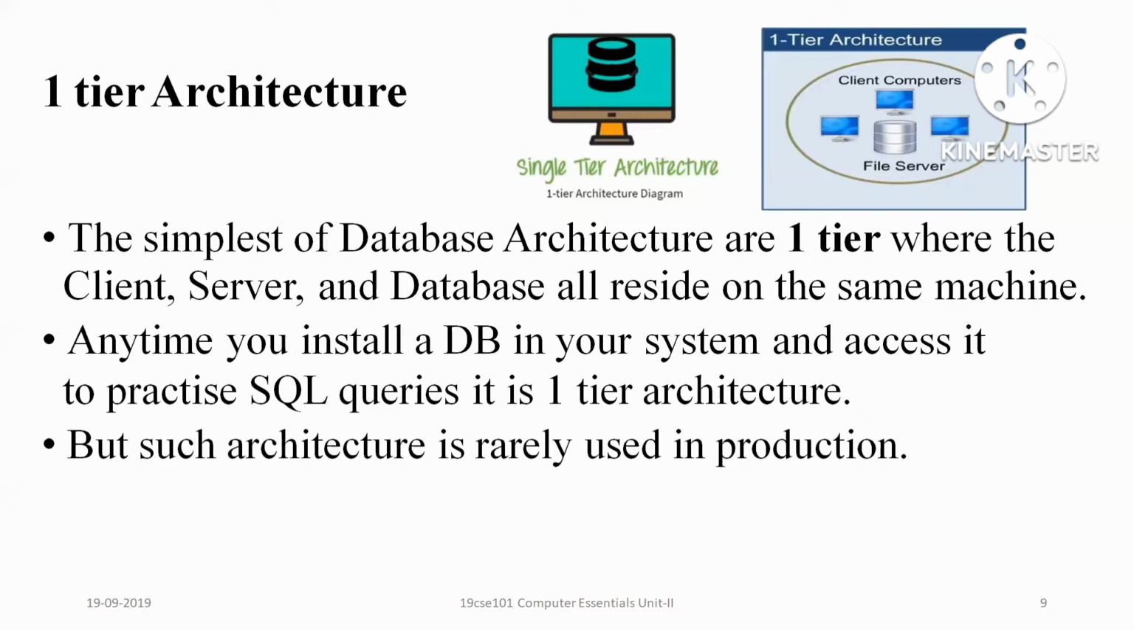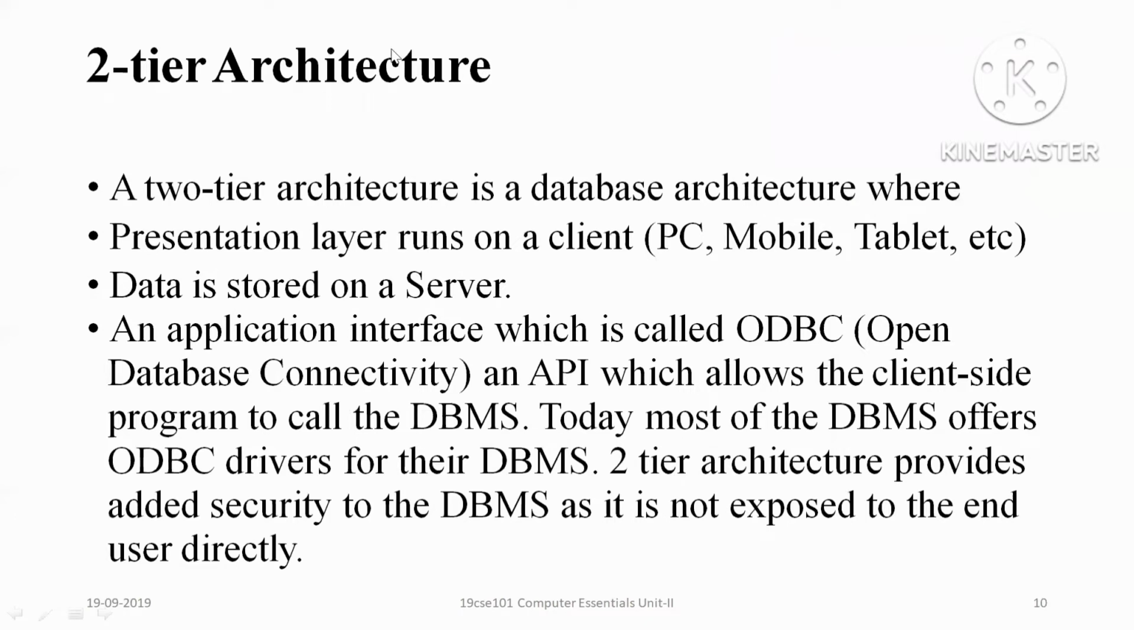Now let's talk about two tier architecture. What is meant by two tier architecture? In a two tier architecture, data is kept on a server, and the presentation layer is operated on the client. What does presentation layer mean? Such as a PC, personal computer, mobile device, tablet, tablet meaning touch screen, laptop, and so on.